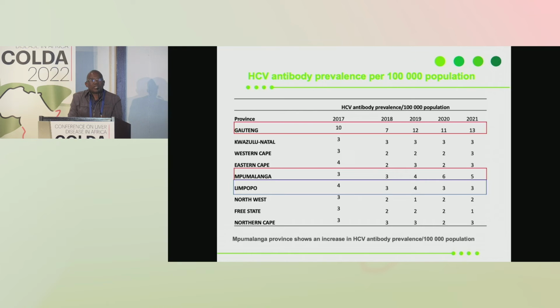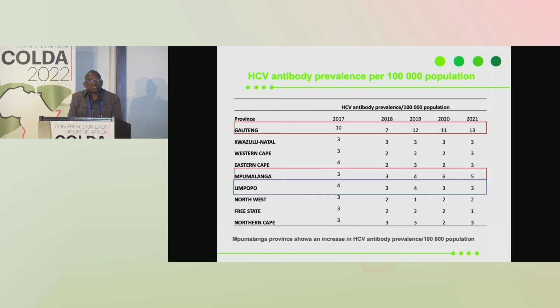And then if you go back and look at prevalence per 100,000 population, you see the same pattern for Gauteng province, that it remains high per 100,000 population. And for Mpumalanga, it looks like the people that are exposed to hepatitis C viruses are increasing. But for Limpopo province, even though it had a higher laboratory positivity rate, when you look at the population that are infected, it was comparable with other provinces, such as KwaZulu-Natal, Western Cape province, Eastern Cape, and Northern Cape.